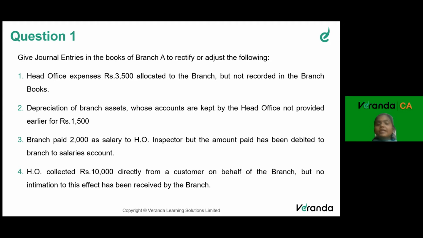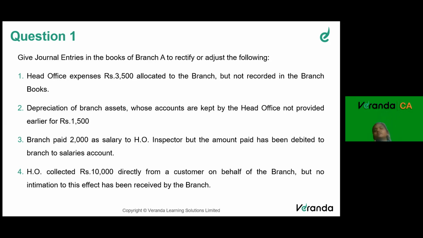Branch paid 2,000 as salary to the head office inspector. For a head office person, the branch has paid an amount, and this amount has been debited to the branch's salaries account. If the branch had paid a salary of rupees 2,000 to one of their own branch staff, it would not be an issue. But since they have paid a head office staff and debited the salaries account, we need to reverse it.